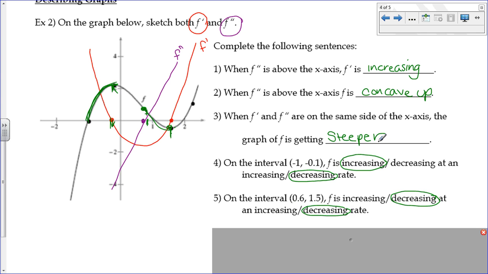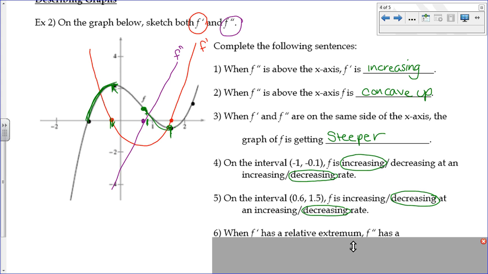And what I want you to pick up on here is increasing at a decreasing rate was concave down, decreasing at a decreasing rate was concave up. So when these guys don't match, you're concave down. When these guys match, you're concave up. Meaning, if it was increasing at an increasing rate, it would still be concave up. And if it were decreasing at an increasing rate, it would still be concave down.